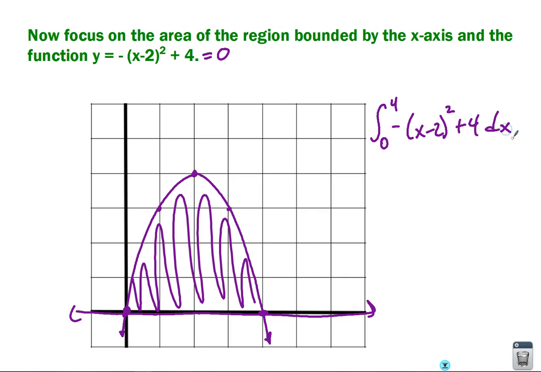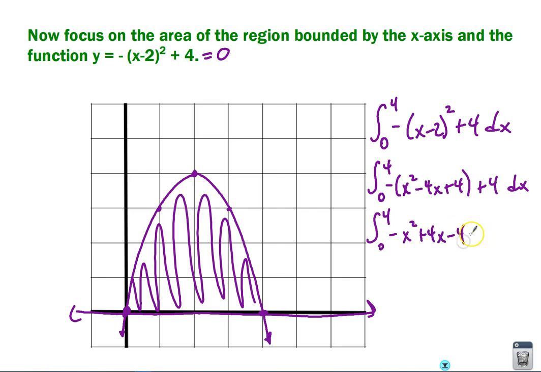the integral of negative (x minus 2) squared plus 4 dx. Okay. For this one, could we do a u sub? U sub would be silly. It's just a quadratic. Let's just go ahead and multiply this one out here. So the integral from 0 to 4 of negative x squared minus 4x plus 4 dx. Let's go ahead and distribute that negative and make that negative x squared plus 4x minus 4 plus 4 dx. So those two cancel out.